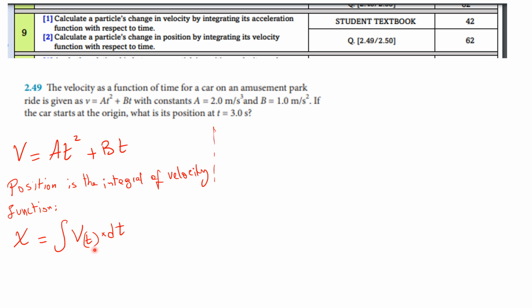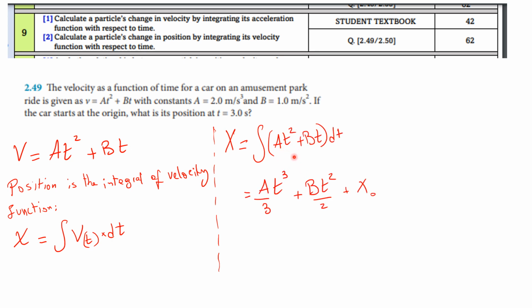Okay, so let's do it together. How to do the integration? So first of all I replace the velocity by the function, which is at squared plus bt. Now for the integration, it's the opposite of the derivative. So in this case, we have to add 1 to the power. So it's at cube over 3, because we add plus 1 to the power and then we divide by the same number. Here it's applied the same way. The integral of bt is bt squared, because we already have 1 here. So 1 plus 1 is 2, divided by the same number 2.